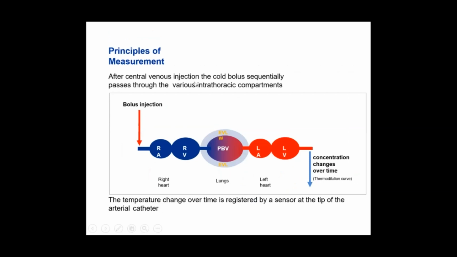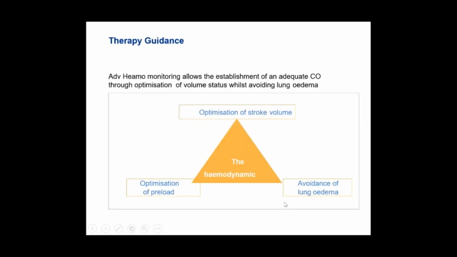After the central venous injection, the cold bolus sequentially passes through the various intrathoracic compartments: right heart, lungs, then pulmonary blood volume, then the LA, the LV, and then the concentration changes over time. The temperature change over time is registered by a sensor at the tip of the arterial catheter. So the therapy guidance is that advanced hemodynamic monitoring allows the establishment of an adequate cardiac output through optimization of volume status while avoiding lung edema. This is the basic principle of the triad of advanced hemodynamics.